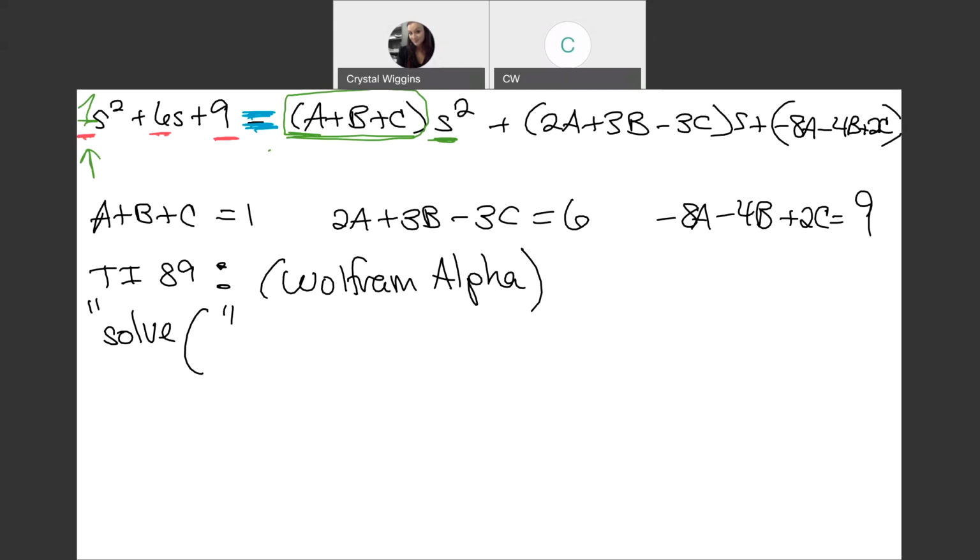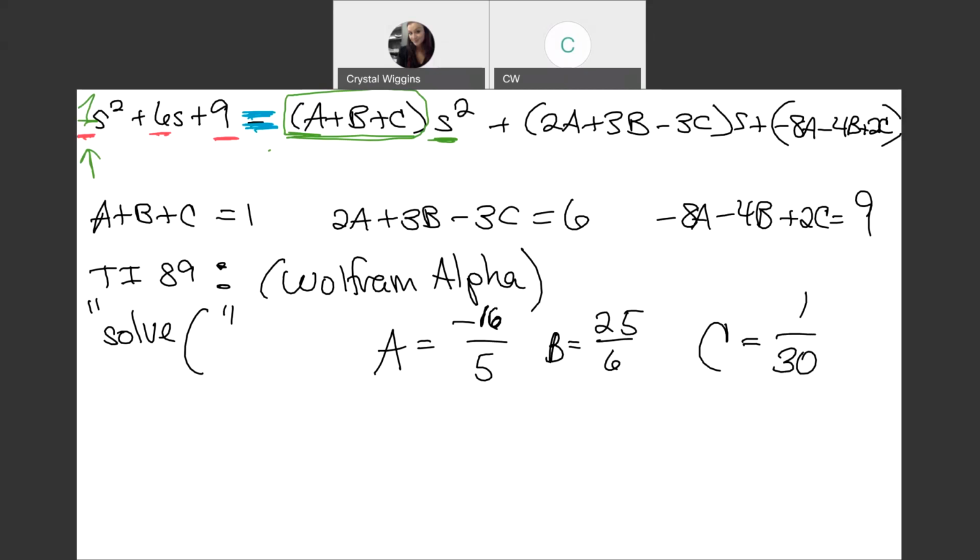Then press enter and your result will be a is equal to negative 16 over 5. b is equal to 25 over 6. And c is equal to 1 over 30.